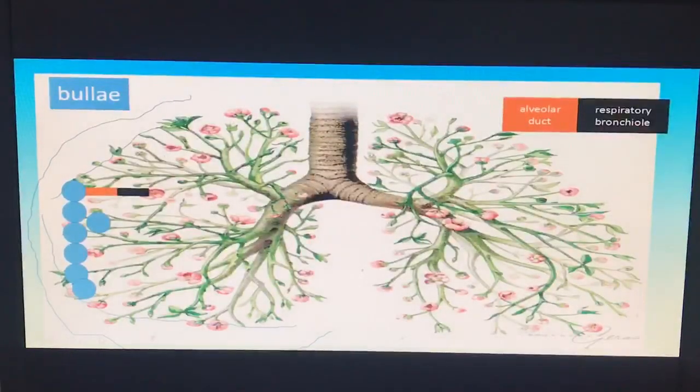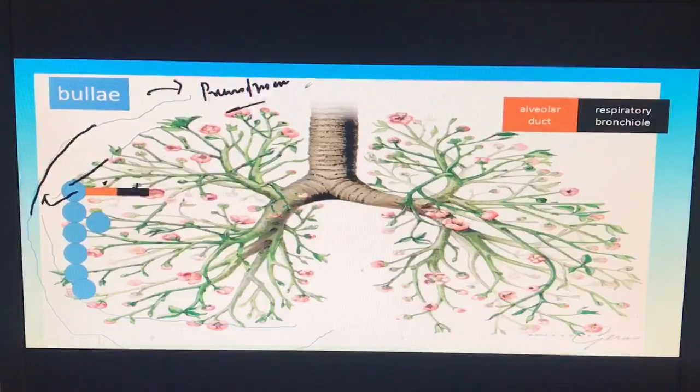Here you can see, as already explained in the last slide, the alveolar duct and the respiratory bronchiole. You can see this membrane, the parietal membrane, and this is the visceral membrane. Now the air from the alveoli is going to enter this pleural space. It can easily lead to pneumothorax. So when the bulla ruptures, it leads to pneumothorax, and this pneumothorax can occur again and again. This is recurrent pneumothorax.